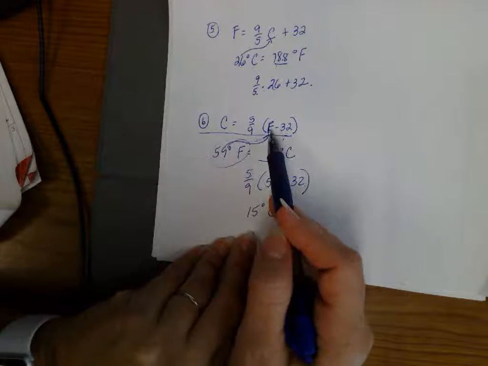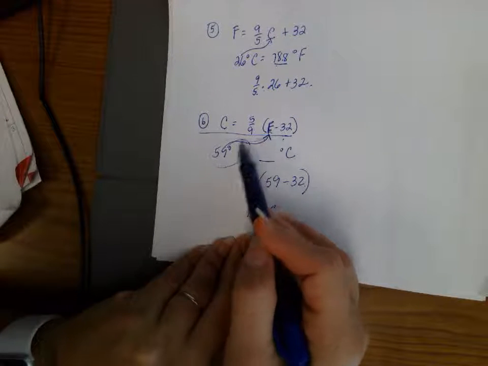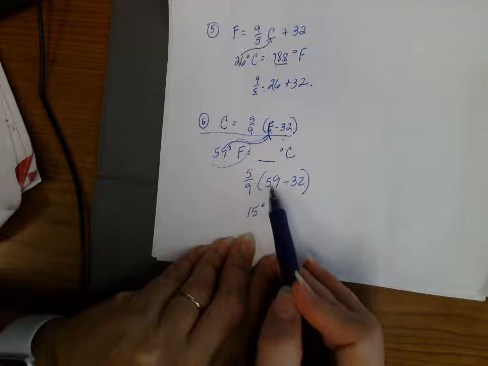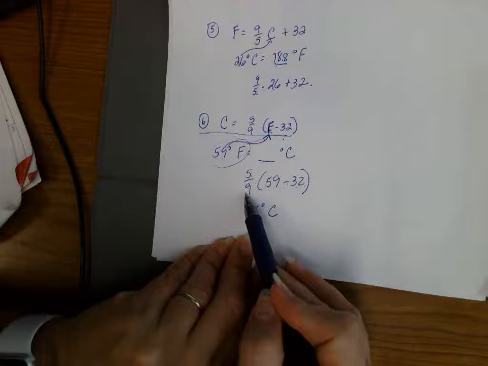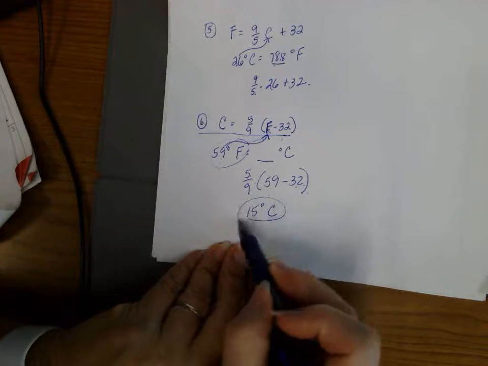So we plug the 59 in for the F value. Converting F to 59 will look like this: 5/9 times 59 minus 32. Use your calculator to do that. You should come out with 15 degrees Celsius.